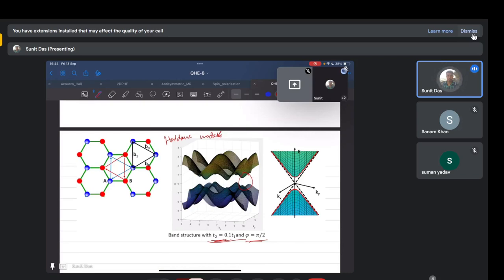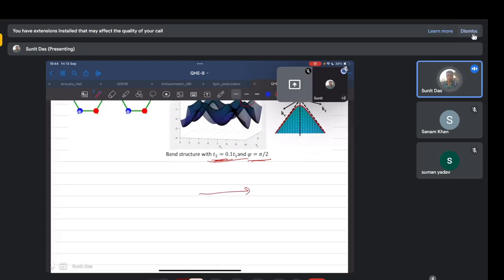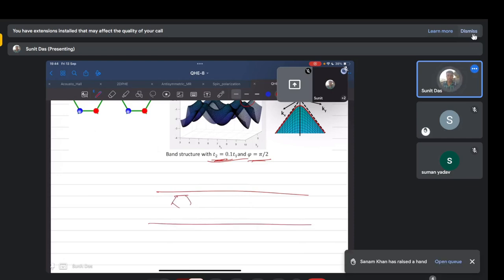For this we need to study topology and finite geometry systems. Finite geometry means now we are not in bulk, but we have, let's say, along the x direction it is infinite, and along the y direction it is finite. So something like this, let's say. And of course all other things are there, I mean, honeycomb structures are there. Yeah, questions?